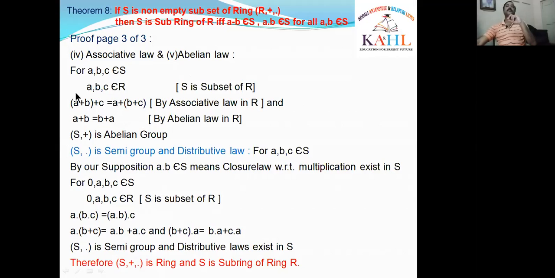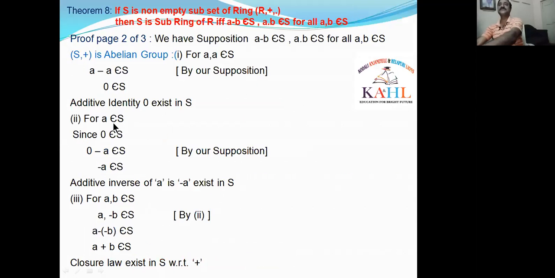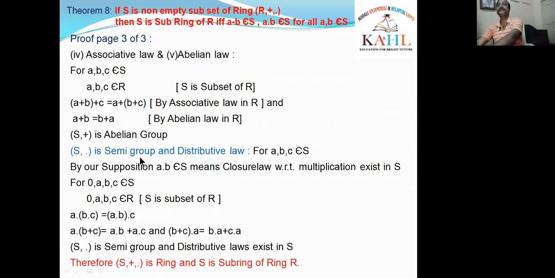These two were proven for the elements A, B, C in S. That means associative and abelian laws proven for the elements in S. So associative and abelian laws exist in S. What we proved previously? Identity exists in S, inverse exists in S, closure exists in S, associative and abelian laws exist in S. That means the five laws are satisfied with respect to the operation plus. So we say that S plus is abelian group.